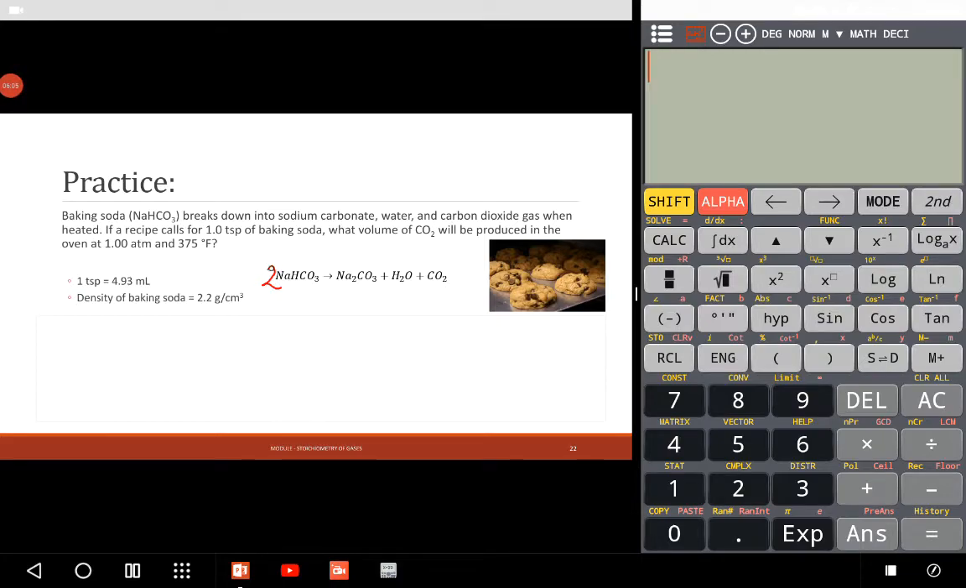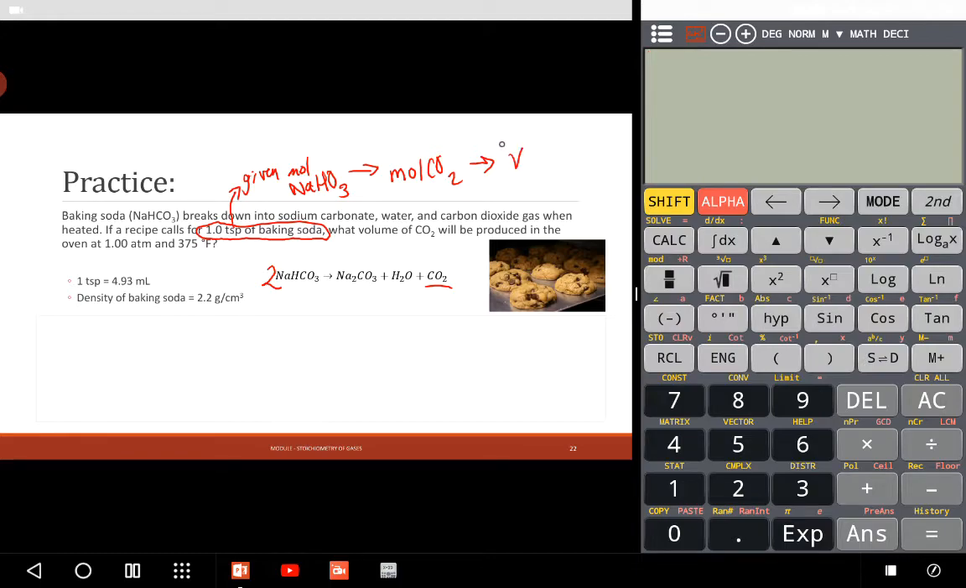Okay, that equation wasn't quite balanced. It was missing the 2 coefficient. Now it's balanced. All right, let's go over this. So first we're going to have to figure out how many moles of baking soda that is. We're not quite given moles, but we're going to go for moles of that. Got to get into moles somehow. Then we can switch to moles of CO2.